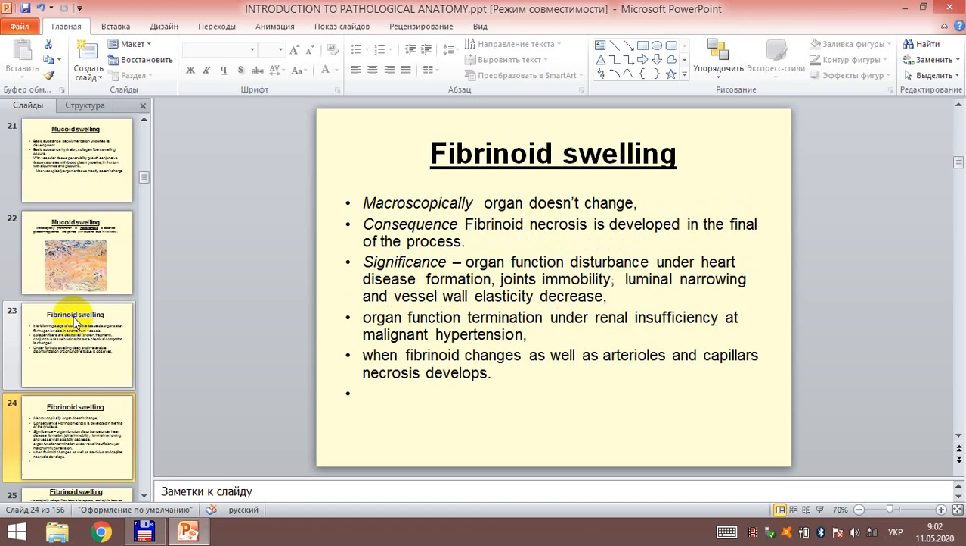Macroscopically, the organ doesn't change in fibrinoid swelling. A consequence of fibrinoid swelling is fibrinoid necrosis, developing at the final stage of the process. Significance: organ function disturbance in heart disease formation, joint immobility, luminal narrowing, and decreased vessel wall elasticity. Organ function termination occurs in renal insufficiency in malignant hypertension. When fibrinoid change involves arterioles and capillaries, necrosis develops in tissues.